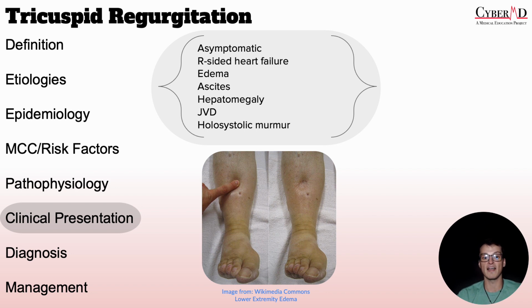A hallmark finding is a holosystolic murmur that is best heard at the left lower sternal border. It's going to increase with inspiration as you draw more blood in across that valve, and that's a phenomenon that's known as Carvallo's sign.